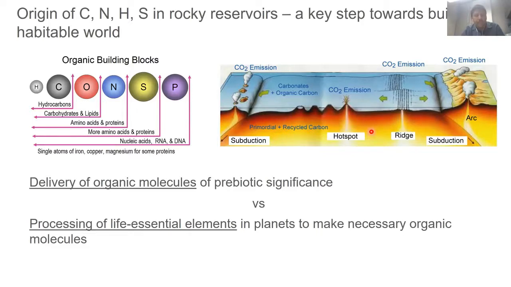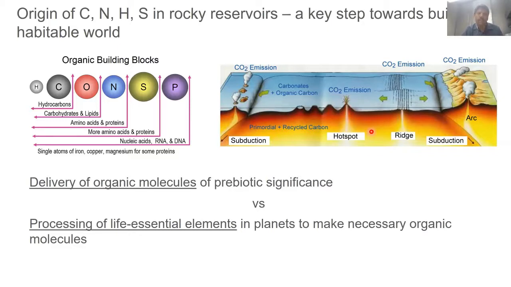So if you are paying attention to all the questions related to astrobiology and origin of life and so on, there are two main modes of thought that go into this. One is delivery of organic molecules of prebiotic significance, as direct molecules, as precursors of life. The other aspect is thinking about the origin of these life essential elements as a whole, not necessarily as molecules of prebiotic significance, but then processing them through some endogenic planetary processes so that they can evolve towards necessary organic molecules. So the overall emphasis in our Clever Planets initiative is falling on the latter category.